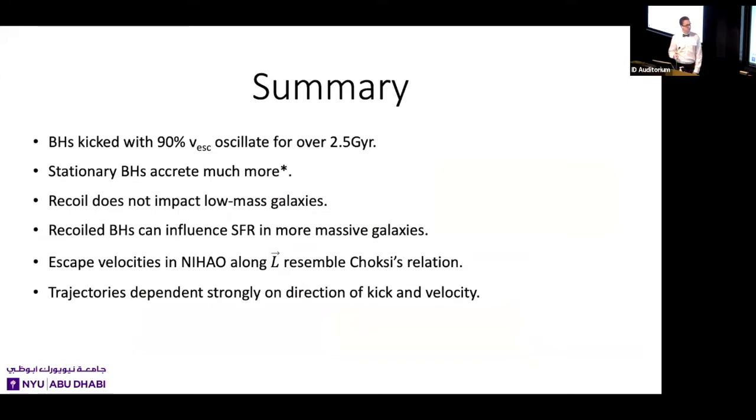In bigger, more massive galaxies, recoiling black holes can influence star formation rate, and escape velocity, how long the black hole spends at large distances normal to the plane of the disk resemble Tox's relation, which is nice. And trajectories depend strongly on direction of kick and velocity.